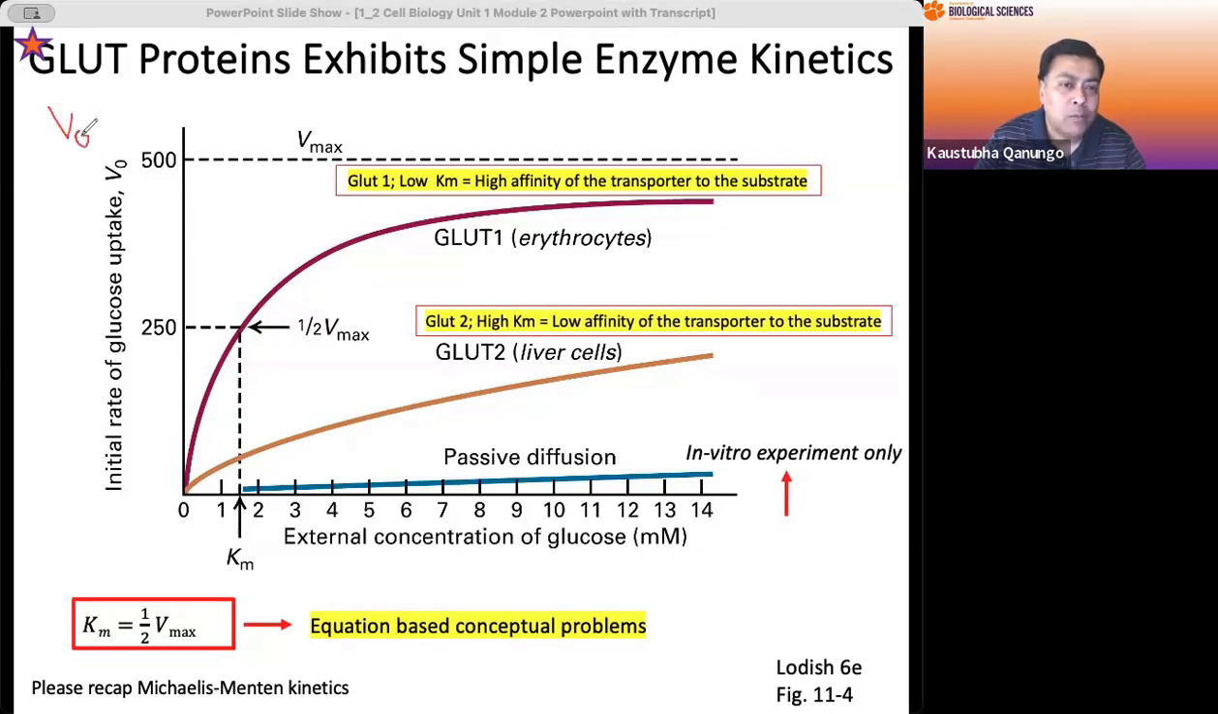to use an equation. This will not be in your exam, where you have to use the Michaelis-Menten equation, which is V0 is equal to Vmax over 1 plus Km over C. So I have posted that as well, 1 plus Km over C.